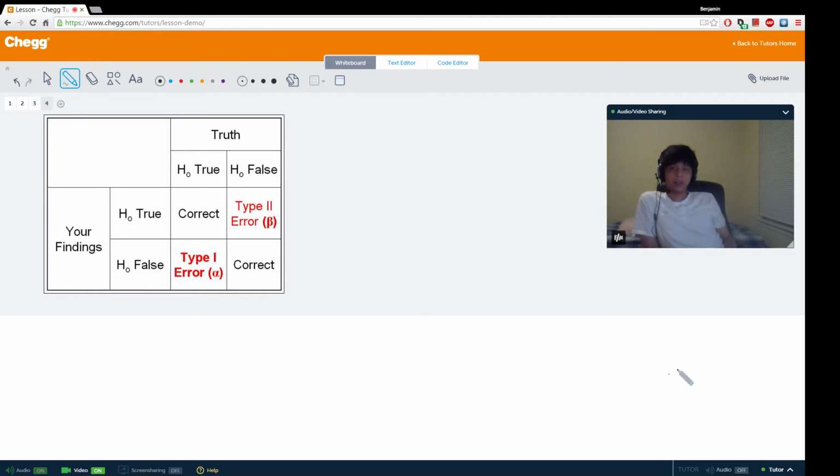So let's get started. Type 1 and type 2 errors, as their names might imply, are errors that you can make in data analysis during hypothesis testing. These errors can occur during any kind of hypothesis testing, whether it be two-sample mean, chi-square, you name it, whatever comes up in your course. So what exactly are they?